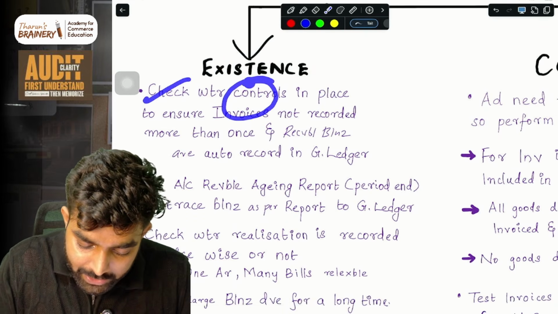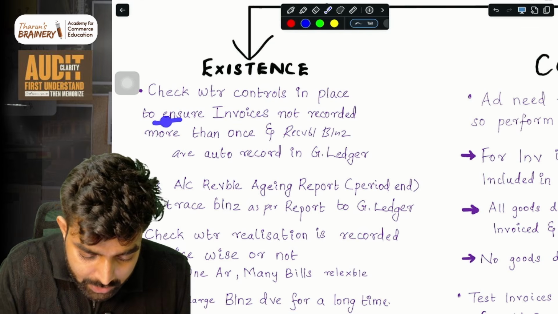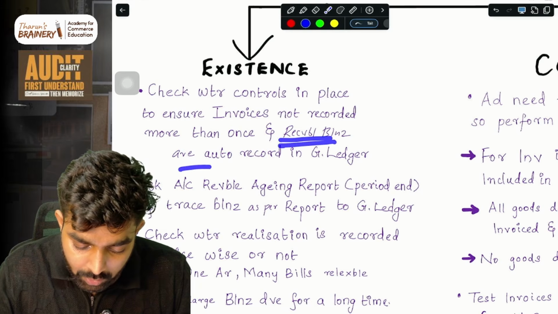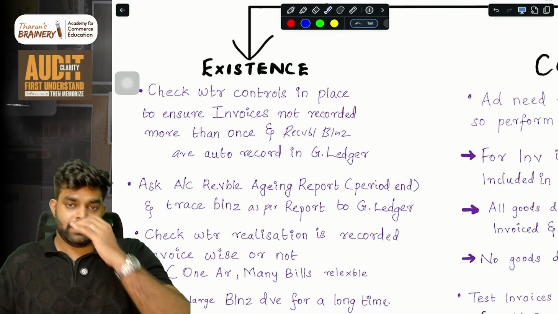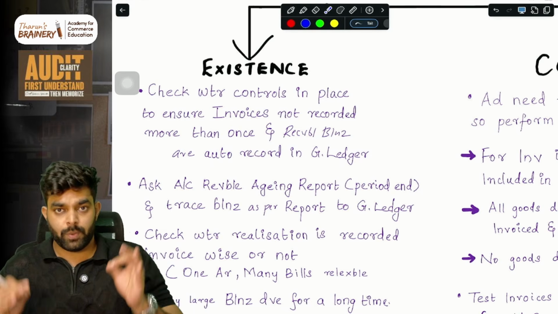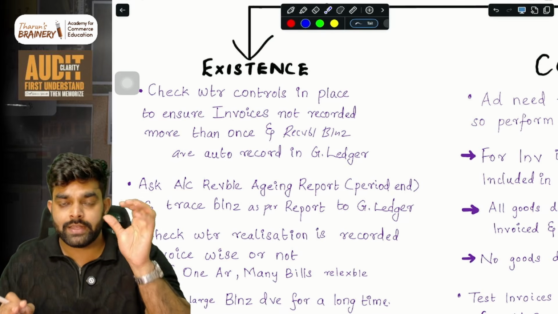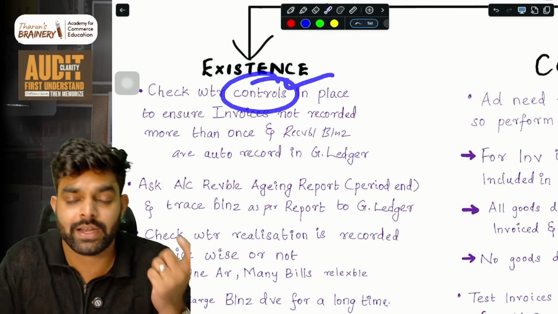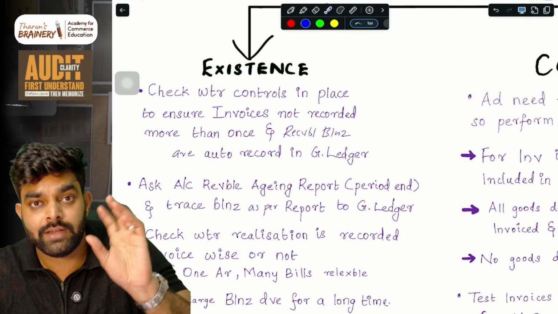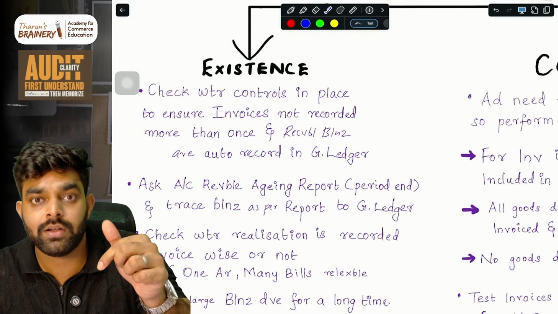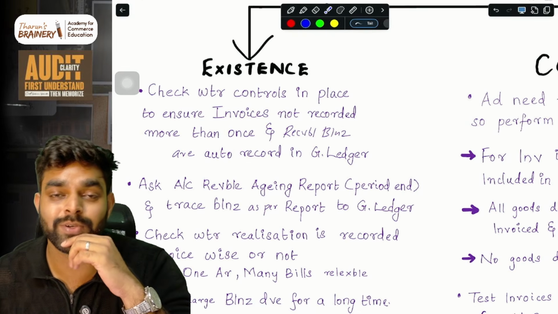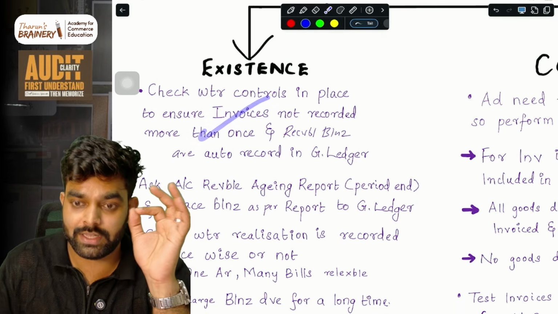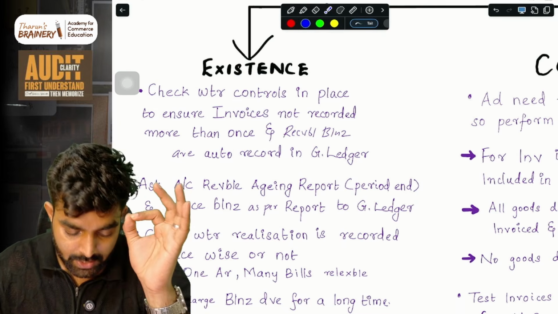So check whether proper internal controls are in place to ensure that the invoices are not recorded more than once and receivable balances are auto recorded in the general ledger. That is, the company will have proper internal controls, proper software or people to double check that one sale bill is not entered more than once. So make sure the company has proper internal controls like that. Else what will happen? If one sale is automatically entered 2 times, it's like double entry, so the debtor's value will get doubled. So you have to check whether such internal controls are there, that is a point, controls.